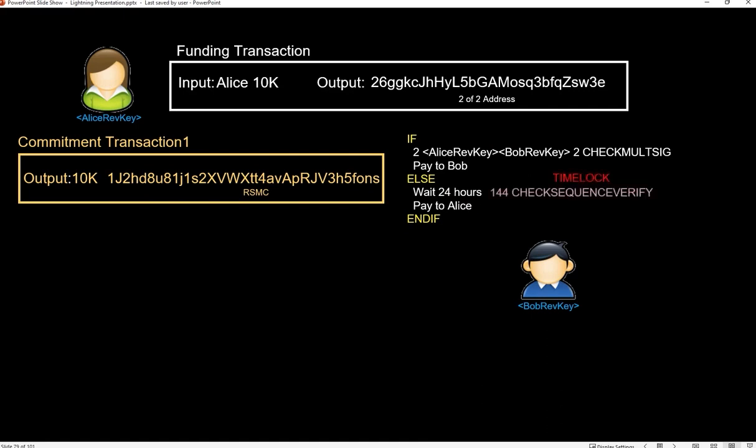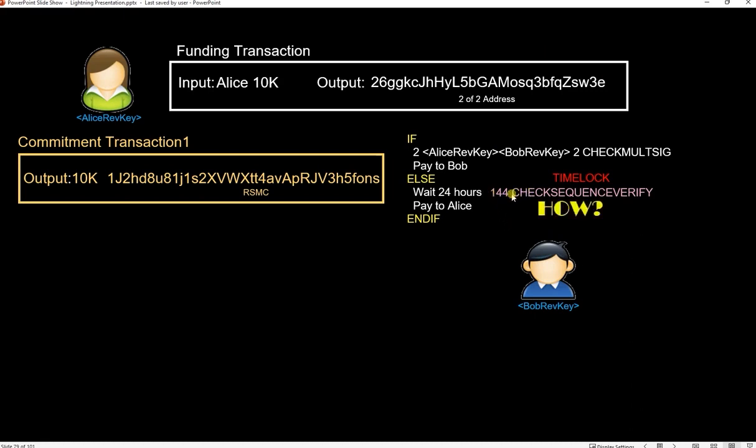And that's called a time lock. That's a very important feature that's built into Bitcoin script logic. In this case, it could literally look like this: 144 check sequence verify. 144 blocks is basically a day, 24 hours.